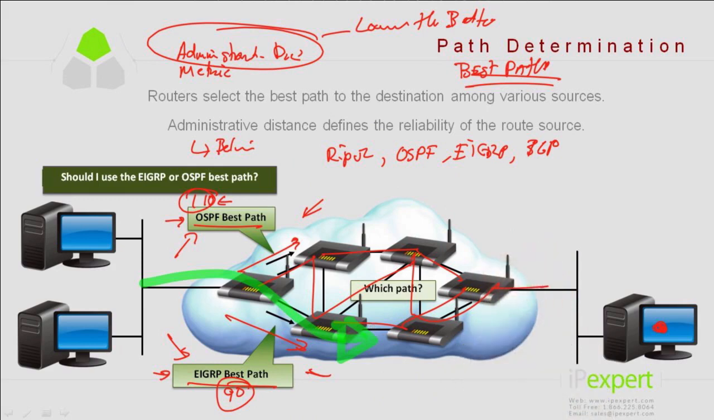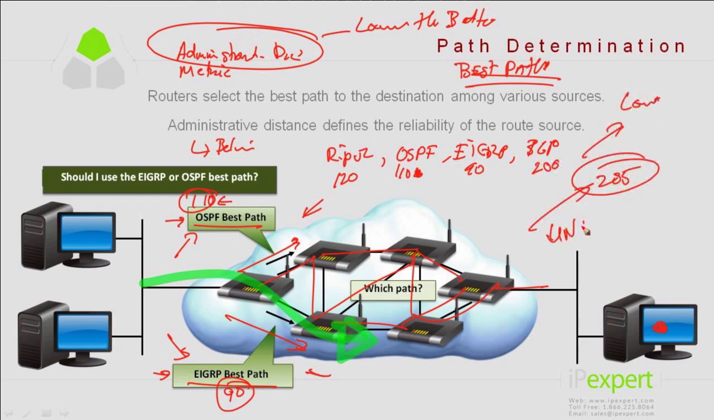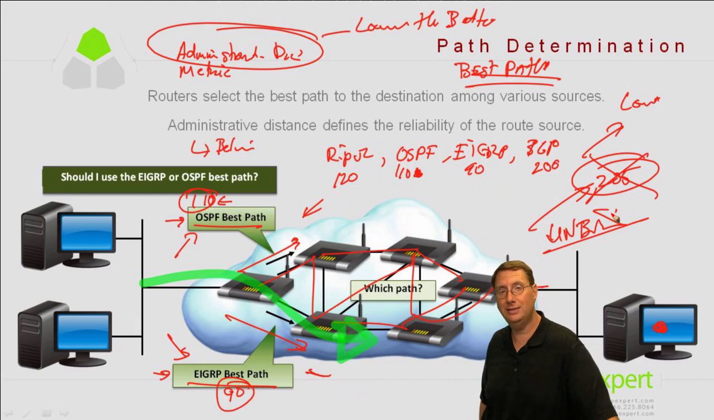When it comes to administrative distance, the AD for RIP is going to be 120. The administrative distance for internal prefixes for OSPF is going to be 110. EIGRP is going to be 90. And for internal prefixes, BGP is going to be 200. Now, what I want you to understand is that lower is better, but at 255, it's considered to be unbelievable. So in other words, 255 is never going to be incorporated in the routing table.